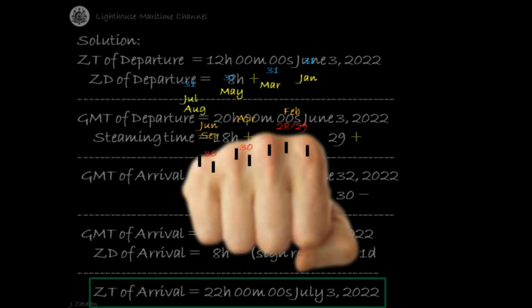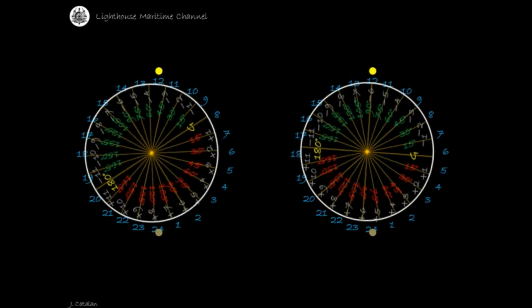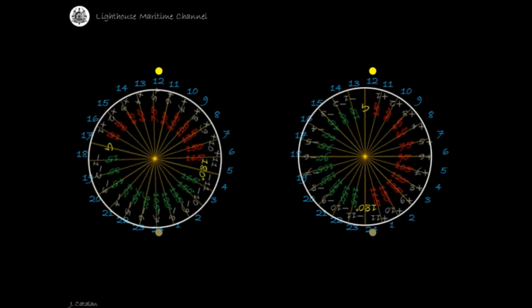September has 30 days. October has 31 days. November has 30 days. December has 31 days. Using the time wheel to visualize the problem and for plotting purposes.